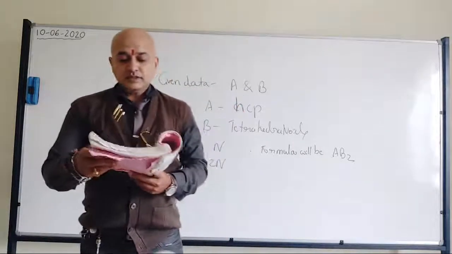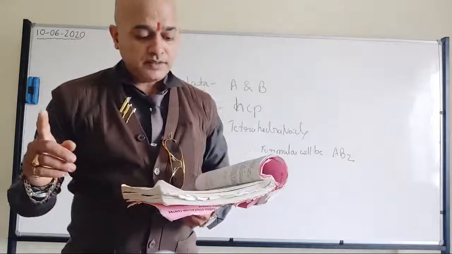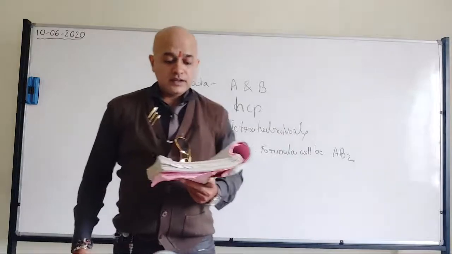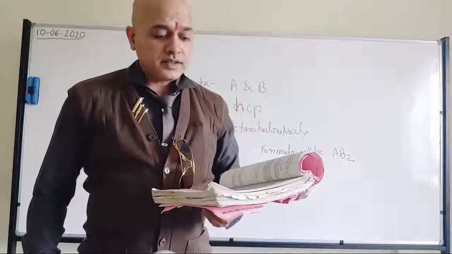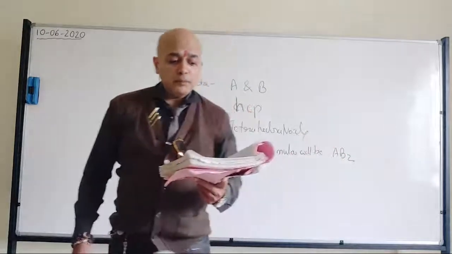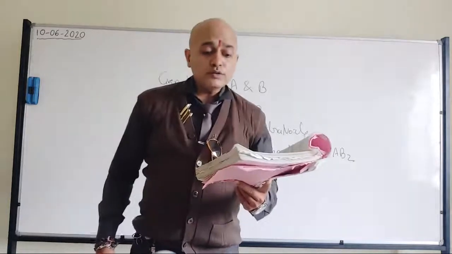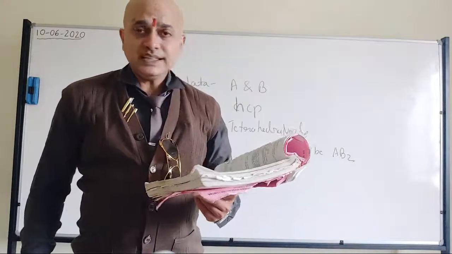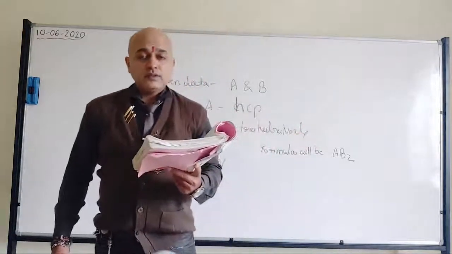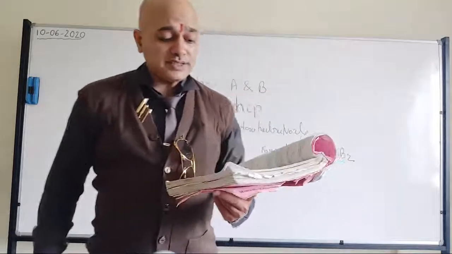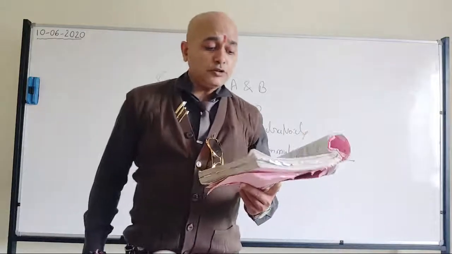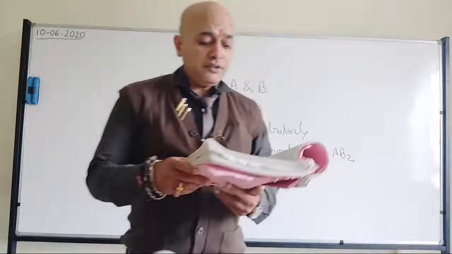Okay? So it is from your in-text questions. Write it down. A compound forms a hexagonal close packed structure, that is HCP. What is the total number of voids in 0.5 mole of it?